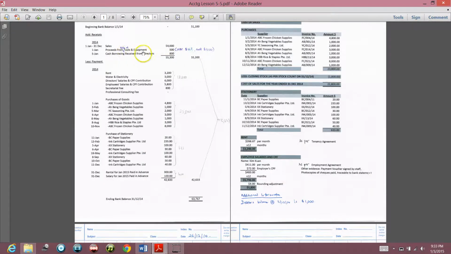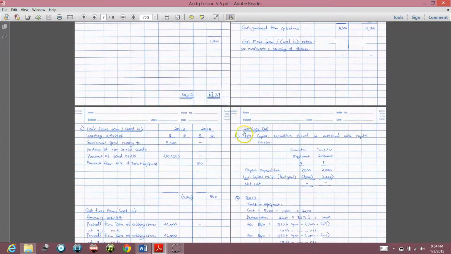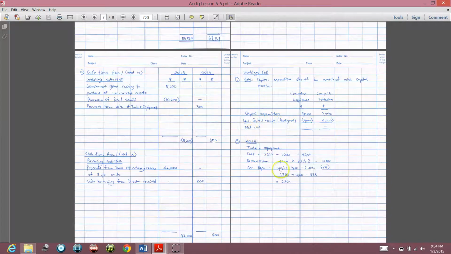Proceeds from sale of tools and equipment, 500. So somebody bought my tools and equipment from me and paid me 500. The net book value of the tools and equipment is 667 and the cost is 1,000. So actually I have done it under the workings here. Okay, so tools and equipments.